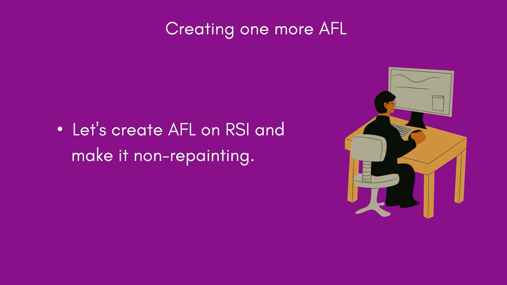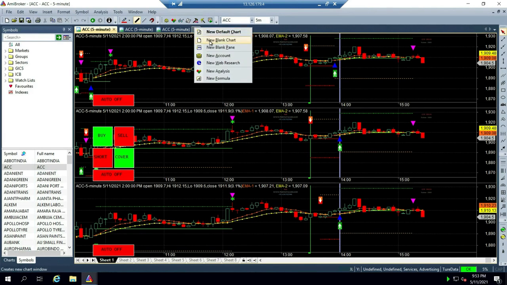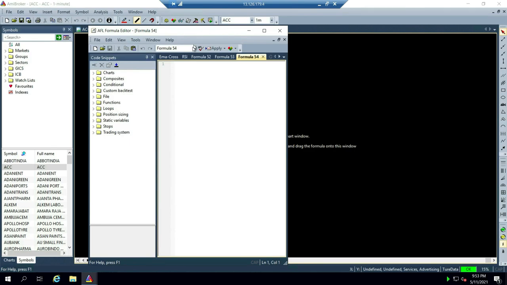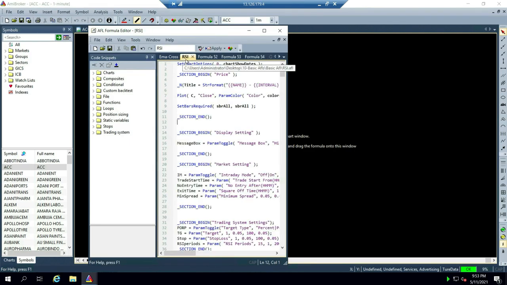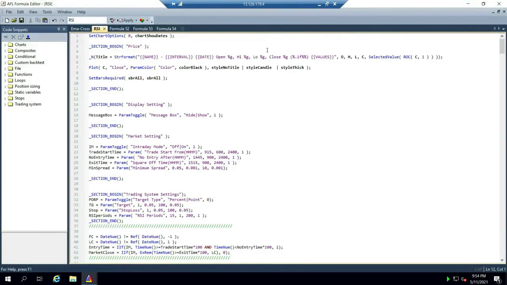Let us create an AFL on RSI and make it non-repainting. Let us just make it non-repainting by default. So I'm going to create another AFL called RSI and make it non-repainting in nature. I'll open another chart, go to new blank chart, go to AFL editor, and I already have an RSI indicator that I have developed for you.